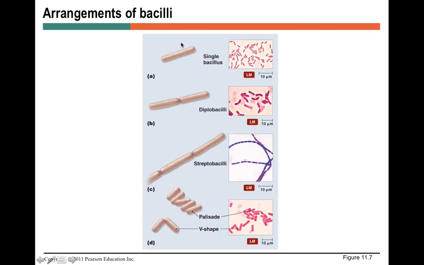Bacillus can be just single cells, or they can chain end to end, or they can do something called palisading, where they're side by side. And then we also have this V-shaped arrangement, sometimes called a Chinese letter formation. There are certain organisms that are bacilli appearing in kind of a Chinese letter fashion.